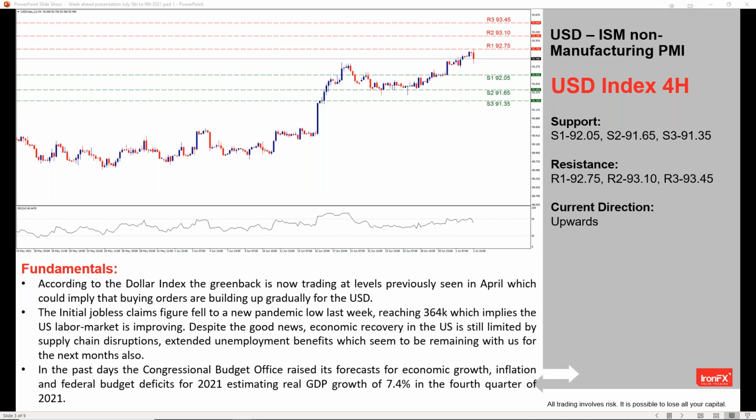Now, in the upcoming week, and starting on the 6th of July, we get the final market services and composite PMI, along with the ISM non-manufacturing PMI, all for June. On the 7th of July, another star for the US dollar could be the FOMC, which will release the minutes from its June 15 to 16, 2021 policy meeting. So it's the FOMC meeting minutes. And finally, on the 8th of July, we get the initial jobless claims weekly figure.